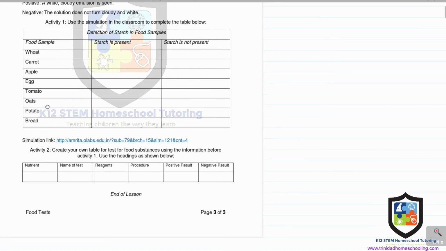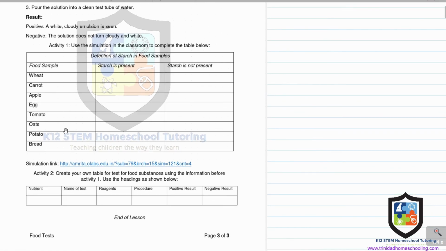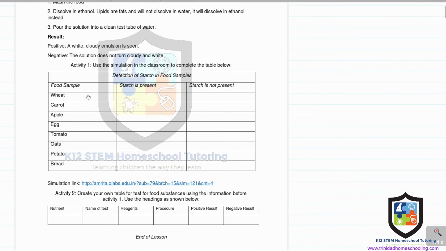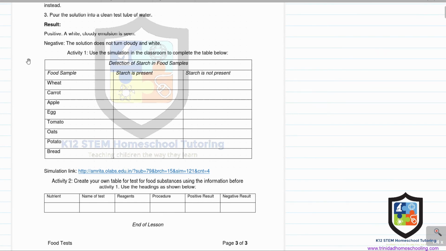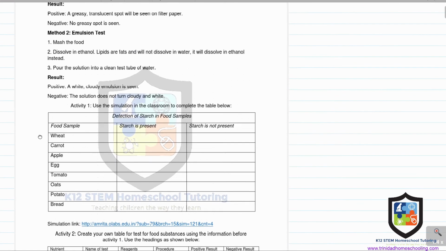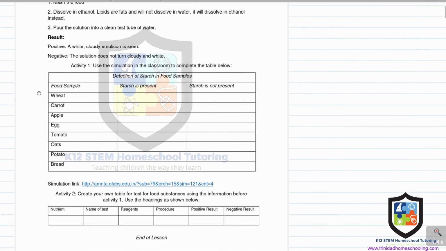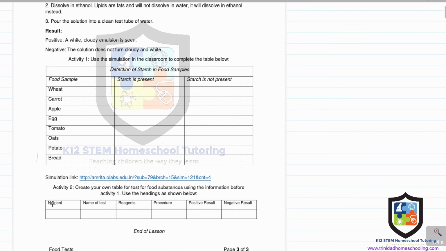I'm going to talk about activity 2 first. What you need to do is go through all of the notes that we just did. It doesn't matter what order you choose. So, let's use this one here. Let's use the nutrient. The nutrient is going to be fat. You're going to put in fats or lipids here, and then the name of the test.